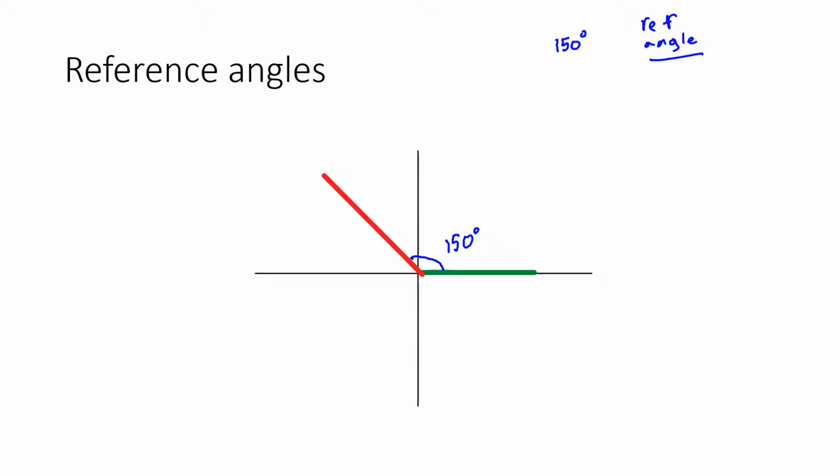Well, we're going to say we need to go from the terminal side to the x-axis, and we want to find the shortest path. So from there, this is the shortest path. So this is our reference angle. In this case, our reference angle is 30 degrees. So 150 degrees has the same reference angle as 30 degrees.